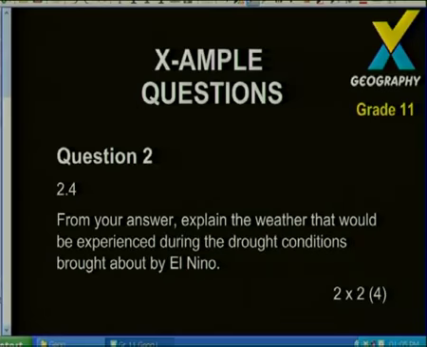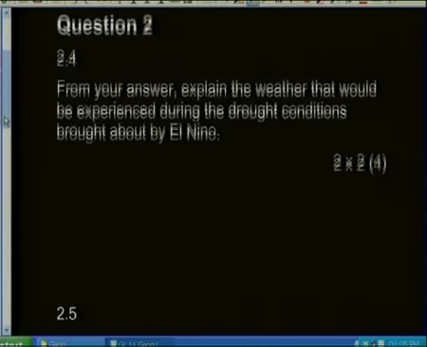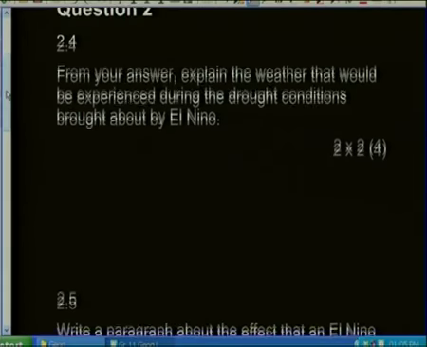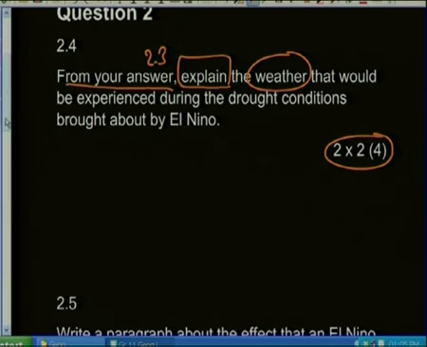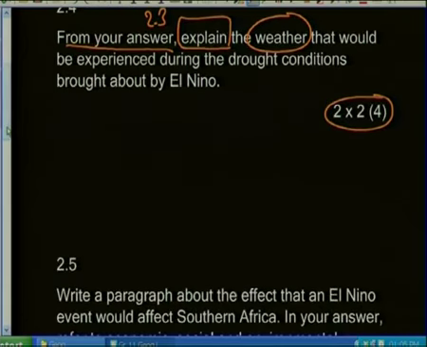Right, in the next question, we're going on to number 2.4 now. It says, from your answer, now they're talking about previously 2.3, explain the weather that would be experienced during the drought conditions brought about by El Nino conditions. This is a 2 times 2, a 4-mark question. We need to explain, there's our task word, explain the weather conditions that would be experienced during the drought conditions brought about by El Nino, right? And what is weather? Remember, what sorts of things are we looking at here in terms of elements or variables that we're going to be discussing?